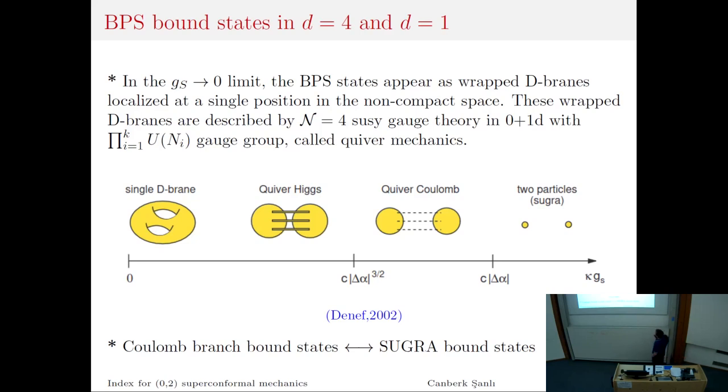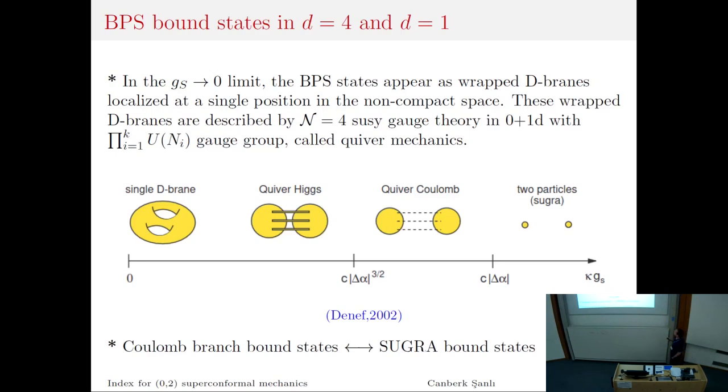And interestingly, there are two branches in this quiver mechanics. One is the Higgs branch, and the other one is the Coulomb branch. The Higgs branch is described purely in terms of the hypermultiplets that I have mentioned, and the Coulomb branch is described by the vector multiplets, which describe the position of the D-branes in the non-compact space. And it is the Coulomb branch states that actually correspond to supergravity bound states.